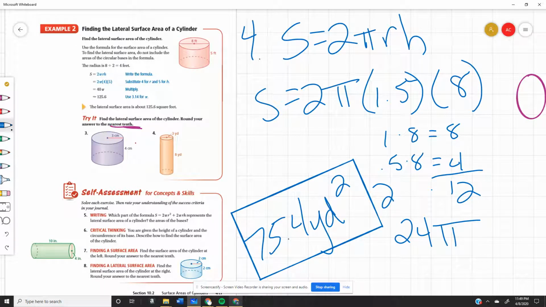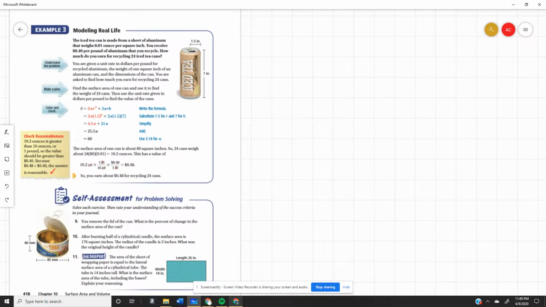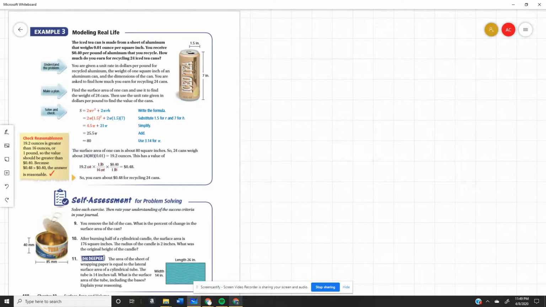Okay, so let's go ahead and scroll on down to example 3. It says the iced tea can is made from a sheet of aluminum that weighs 0.1 or 1/100th ounce per square inch. You receive 40 cents per pound of aluminum that you recycle. How much do you earn for recycling 24 iced tea cans? So the first thing we've got to understand is that we're given a unit rate in dollars per pound for recycled aluminum, the weight of 1 square inch of the can, and the dimensions of the can.